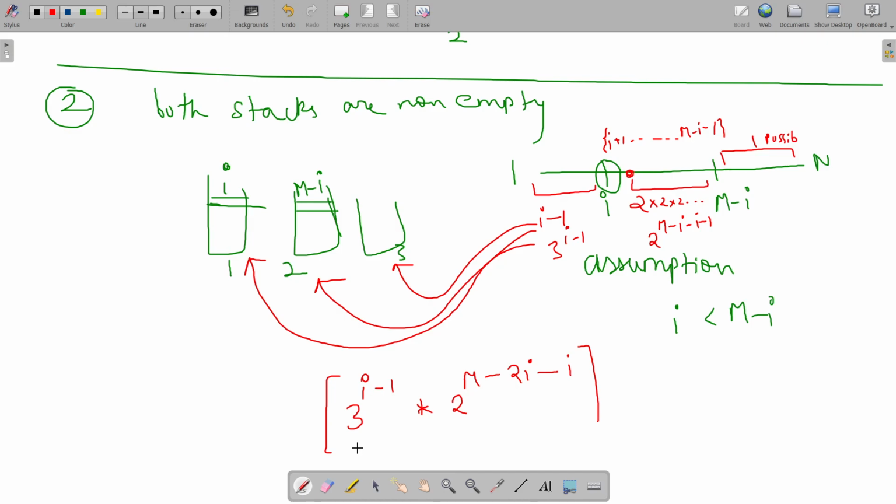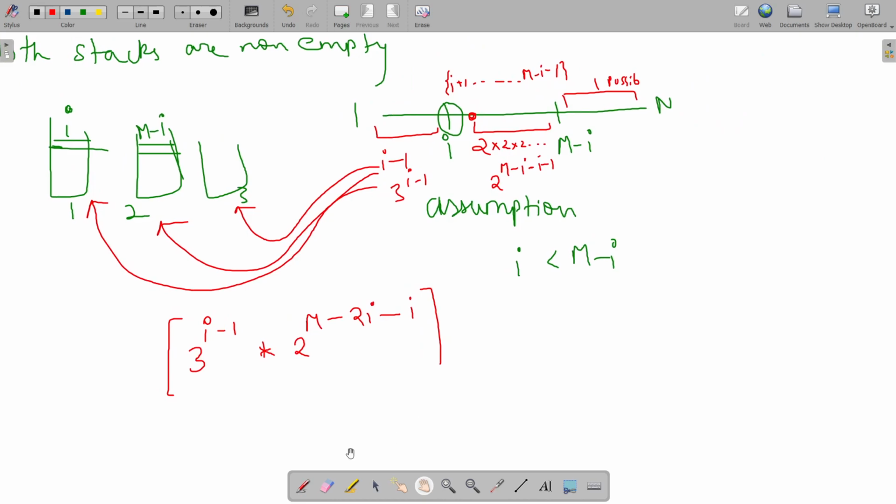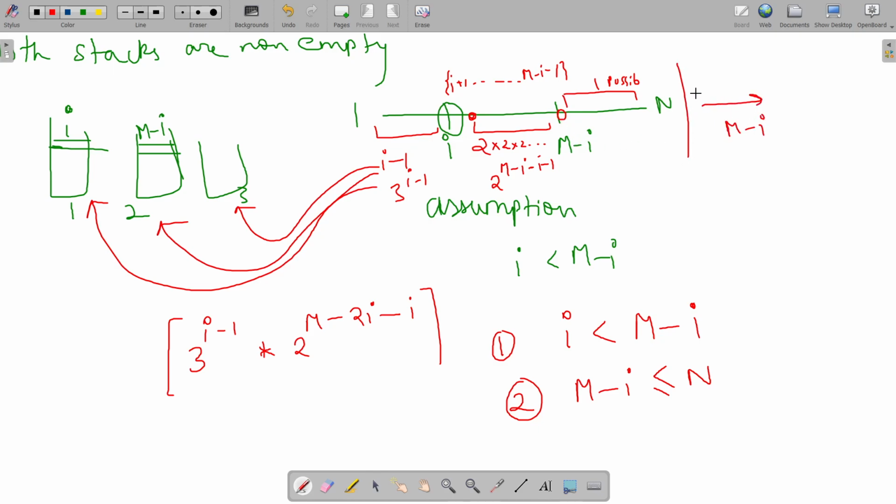Okay. What was our assumption here? Assumption number 1 is that i is less than m minus i. The second assumption is also very obvious, that m minus i must be less than or equal to n, because this is m minus i, right? It cannot lie here, because it cannot be greater than n. So these are two assumptions.